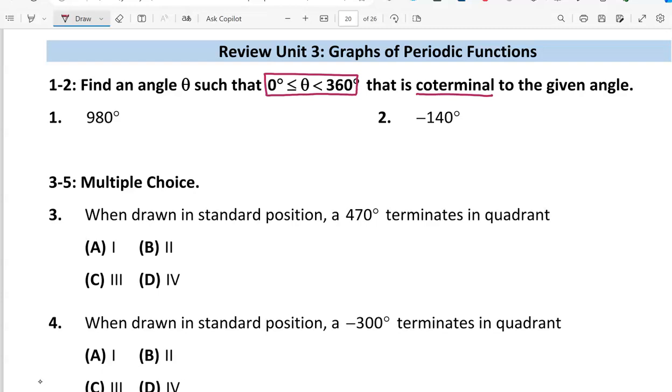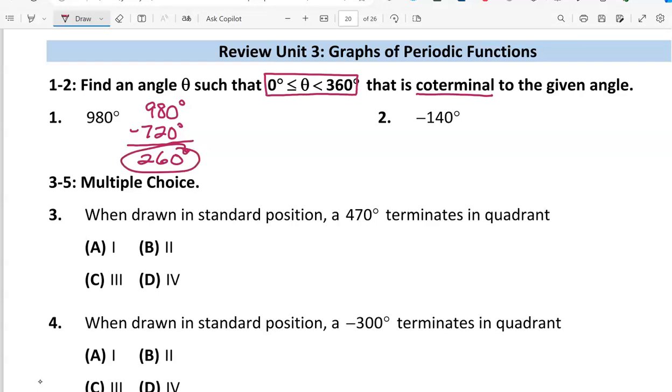So we can subtract 360, or we can subtract 360 times 2. We can subtract any multiple of 360, so I'm going to take my 980 degrees and subtract 2 times 360, or 720, for a 260 degree angle, which is coterminal.